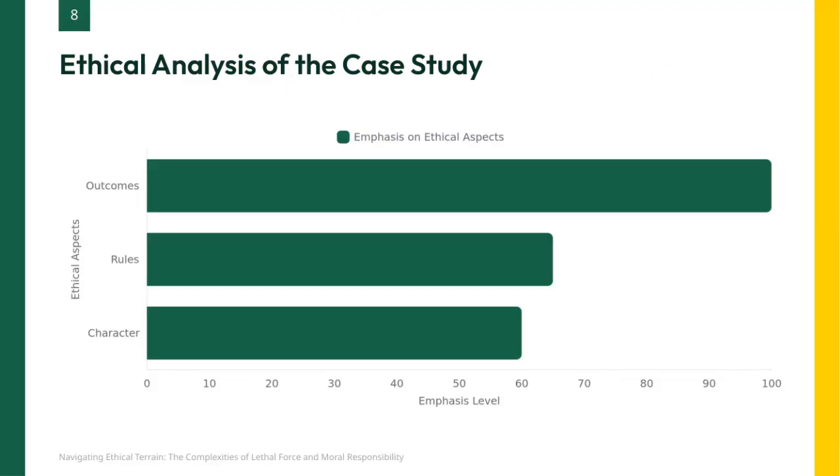Here we have a horizontal bar chart that compares different ethical theories based on how much emphasis they place on various ethical aspects. The three key aspects highlighted here are outcomes, rules, and character.